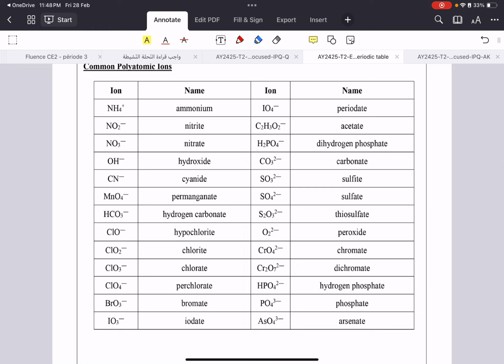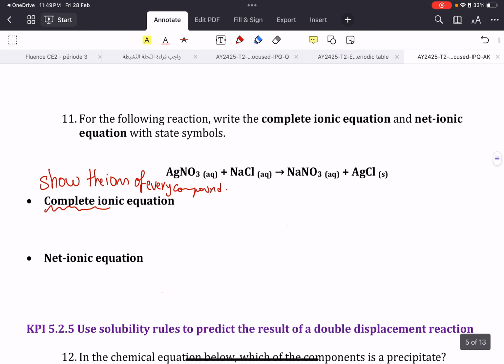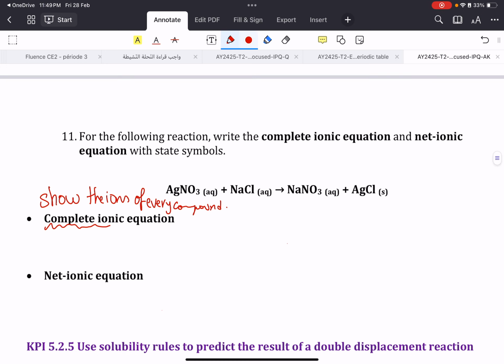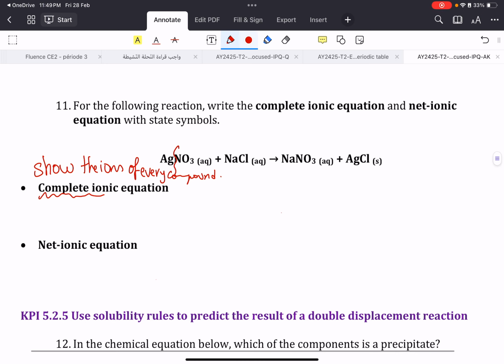Like, for example, in this question, I have AgNO3. So here's the NO3. NO3 is negative. The rest of the ions, you can find them in the periodic table. So, like Ag and NO3, I can split this into two ions. Na belongs to group 1, so it's a positive 1. Cl belongs to group 17, negative 1. Again, Na plus. Once you know the ions, they will not change.